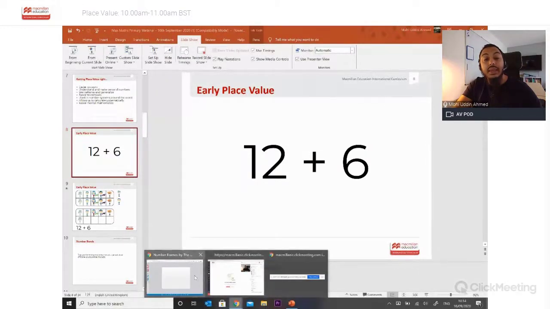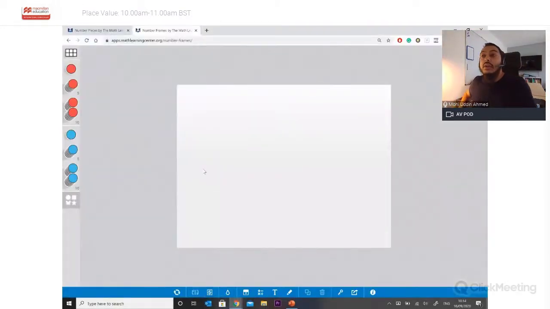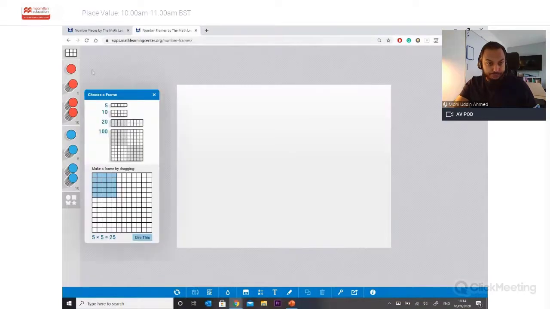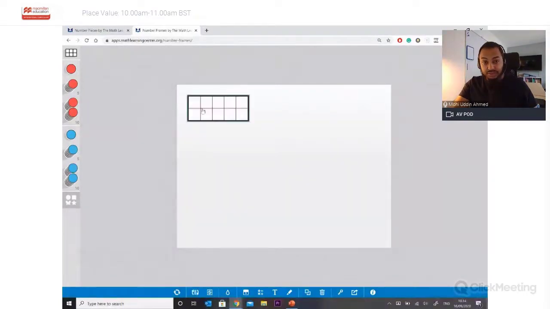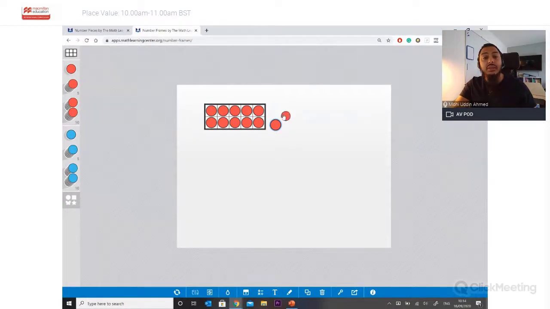And here we've got an app, because we're going to focus quite a bit on blended learning. It's called Number Frames, which is totally free. You can have a go at it yourself in your time. This allows us to show 12 using something called 10 frames. So here I've got 10. What's 12? 12 is 10 and another two. There we go. That's 12, right? 10 and 2 makes 12.